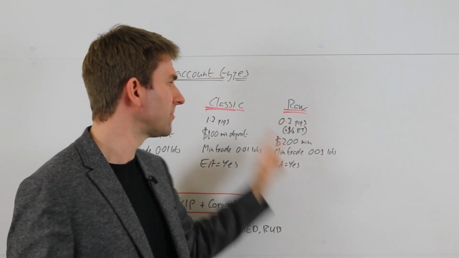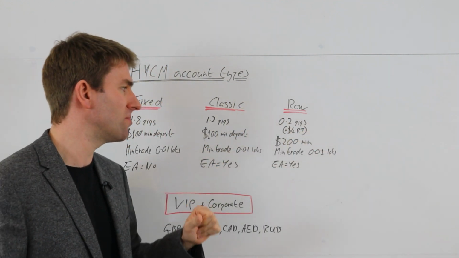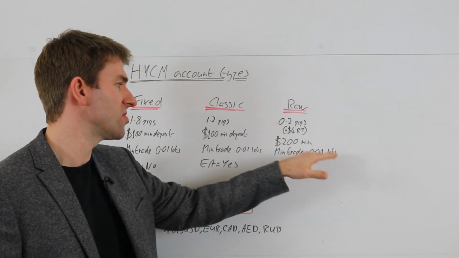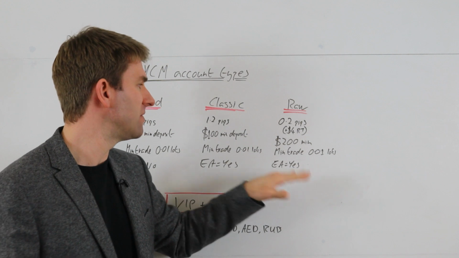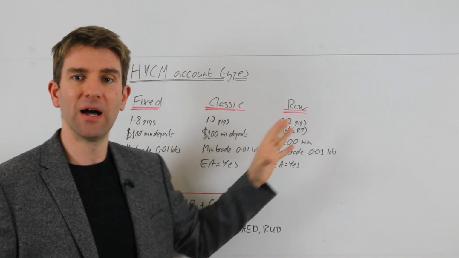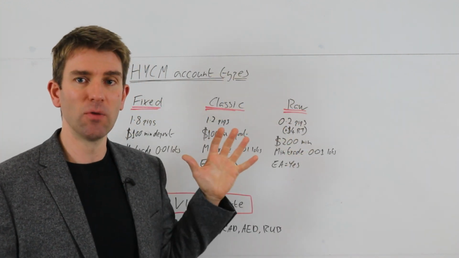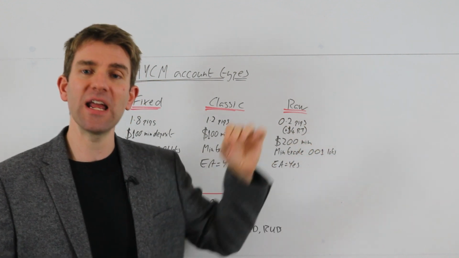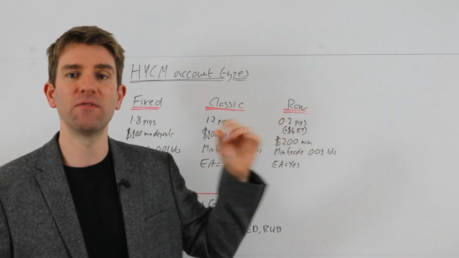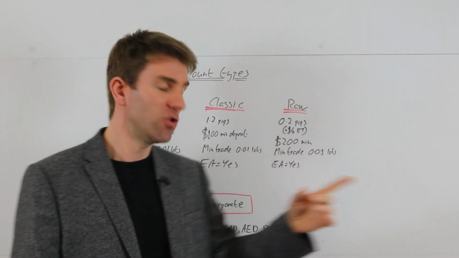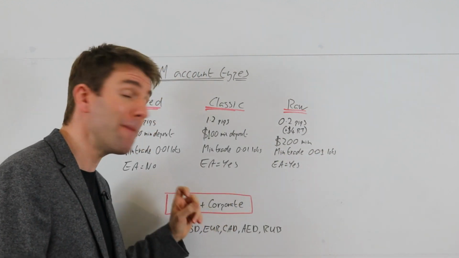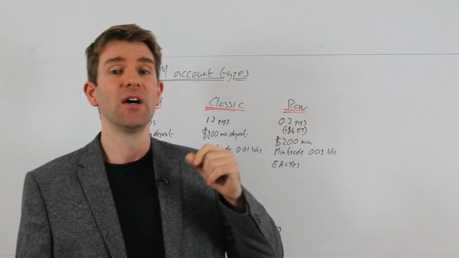That's something to consider. Everything else is very similar, such as $200 minimum deposit, minimum trade size 0.01 lots, and you can use an EA through MT4, or robot, whatever you want to call them, in the raw account. So 3 different account options depending on when you're trading, how you're trading, the size you're trading, the volume you're trading. Now, if you're a big trader, trading significant volume, they do also offer VIP and corporate accounts.